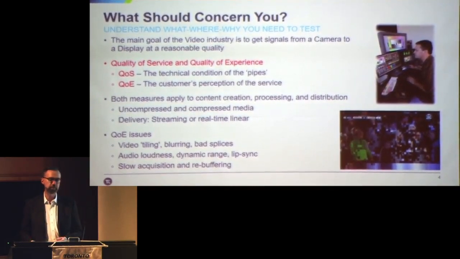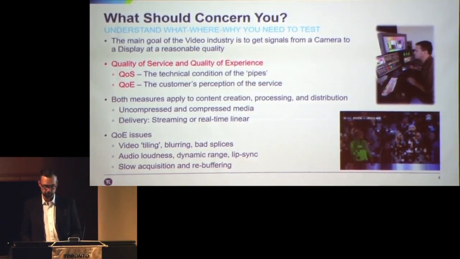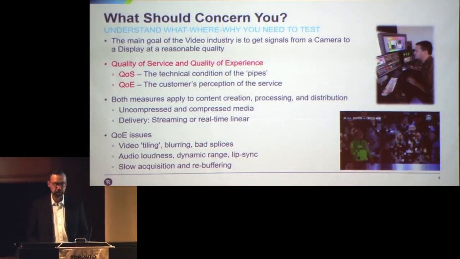QoS, for short, and QoE apply to all the things we're talking about here and the changes that we're going through. Some things related to QoE would be things like video tiling or macro blocking, blurring, bad splices, as in this example on the bottom right, crashing from one scene into the next, audio loudness problems, dynamic range problems, lip sync, which has been around as a bane of our industry for decades. And in the modern era, when we have over-the-top or adaptive bitrate delivery, we're looking at slow acquisition times or rebuffering that's frequent and really annoys customers.